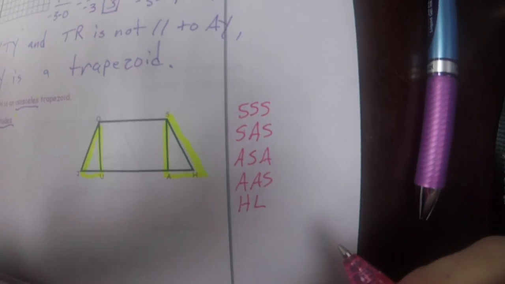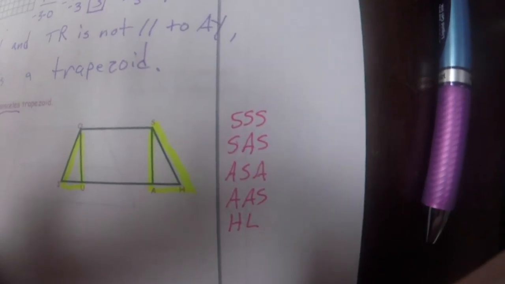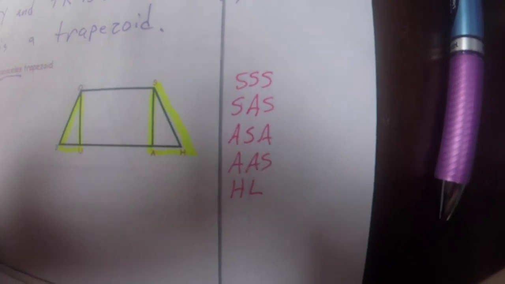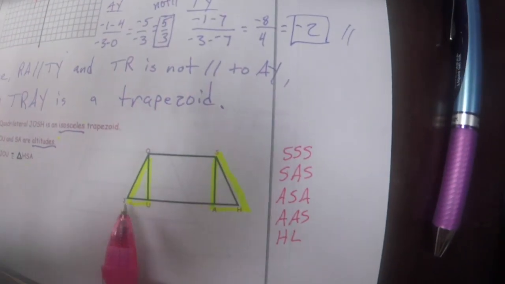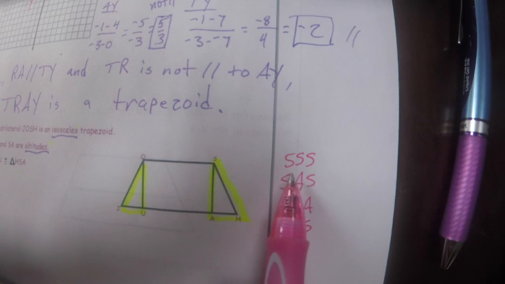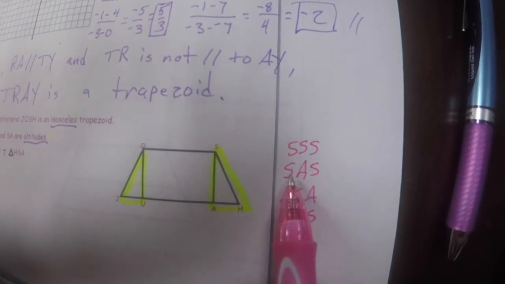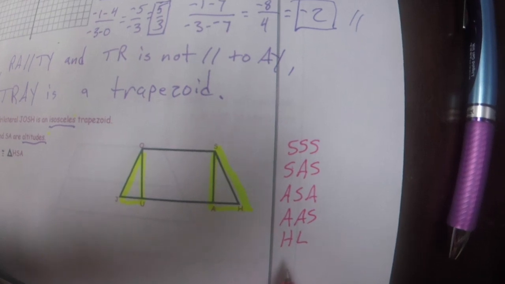Well, we have side, side, side. We have side, angle, side. We have angle, side, angle. We have angle, angle, side. And last but not least, we have hypotenuse, leg. All right. So I have to hopefully prove that these two triangles are congruent by proving that either all 3 sides are congruent, 2 sides are congruent and the angle between them are congruent, or so on.